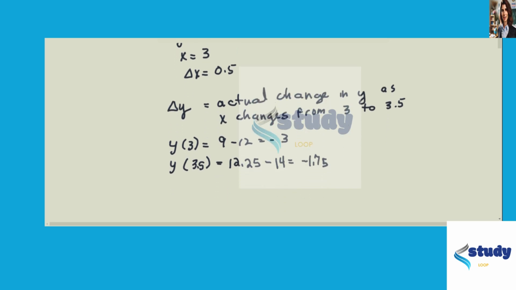Okay, so then delta y is y of 3.5 minus y of 3, which is minus 1.75 minus minus 3, which is 1.25. So if we looked at a picture of this, as we moved from x equals 3 to x equals 3.5, y would move from negative 3 to negative 1.75, a difference of 1.25 between them.